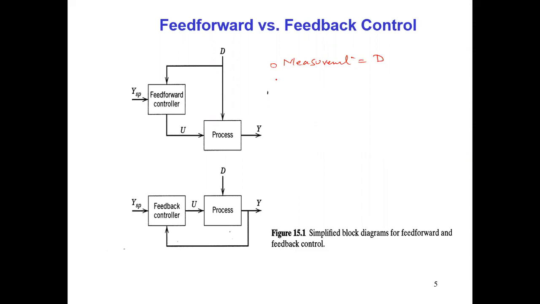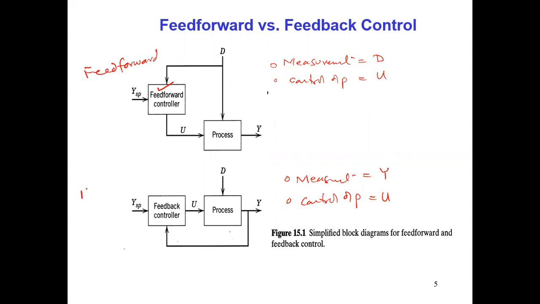And the control output is U. In this second case, your measurement is your Y, and the control output is still U. So this is called the feedback or feed forward controller. First one is the feed forward. Okay, and the second one is the feedback controller.